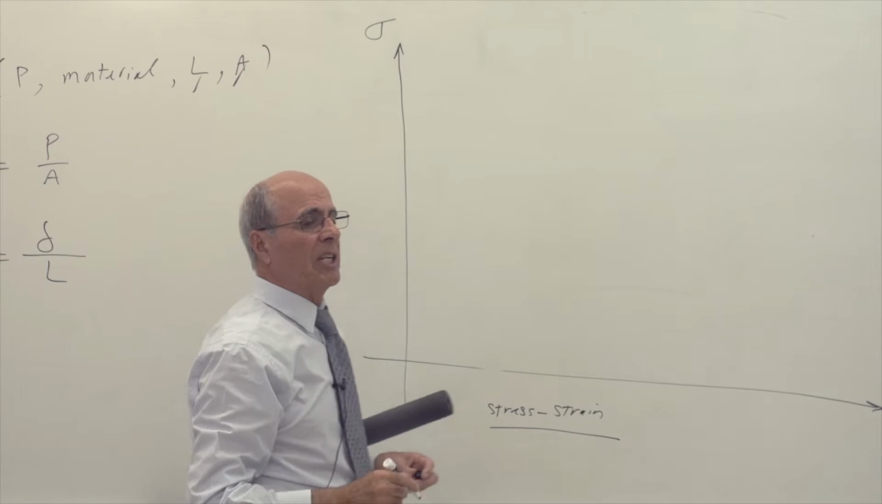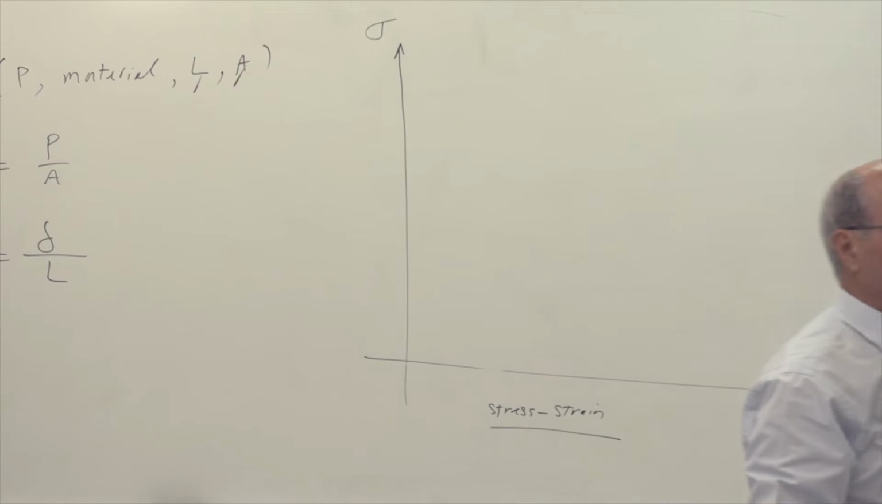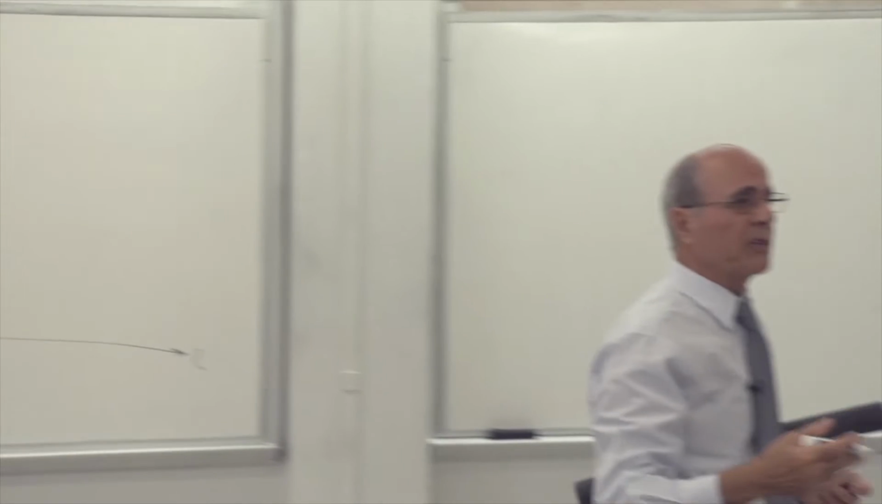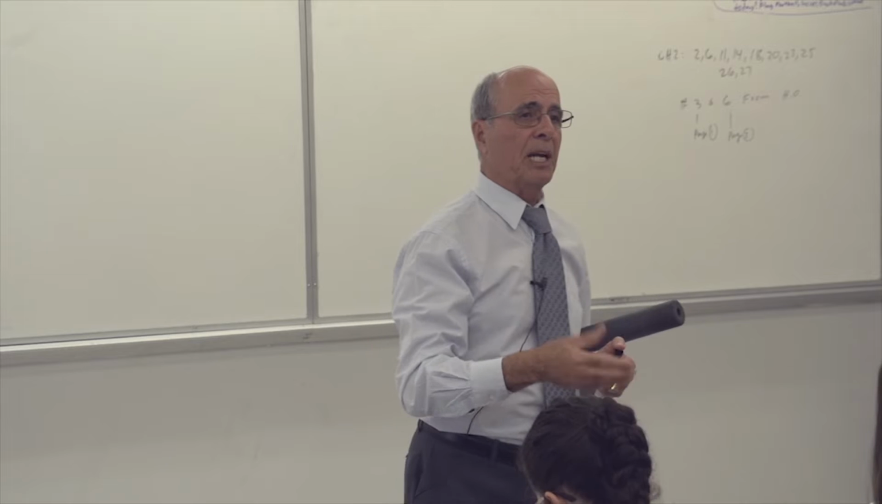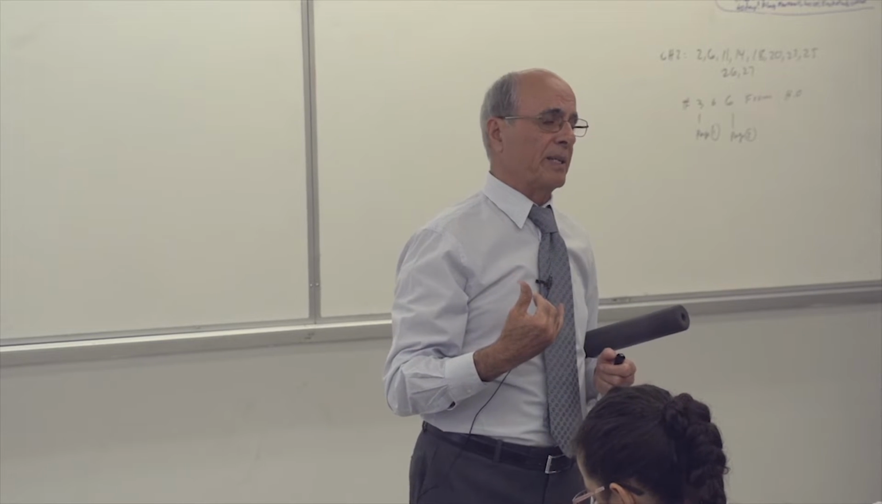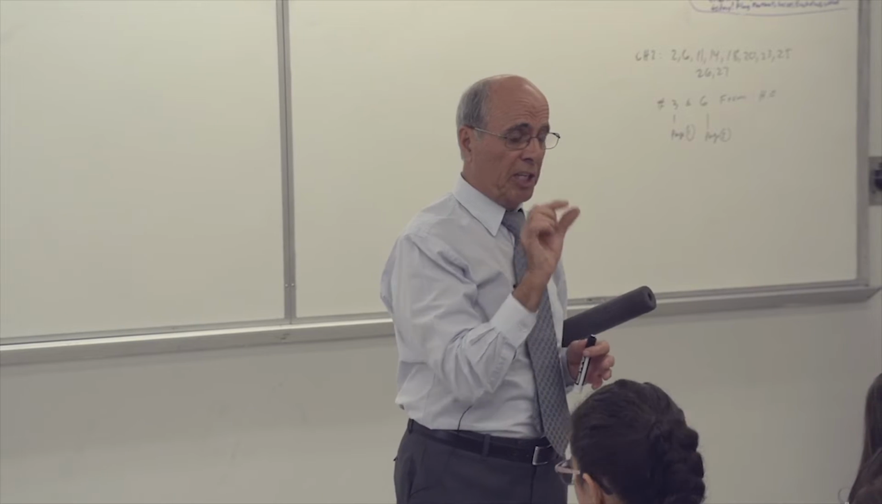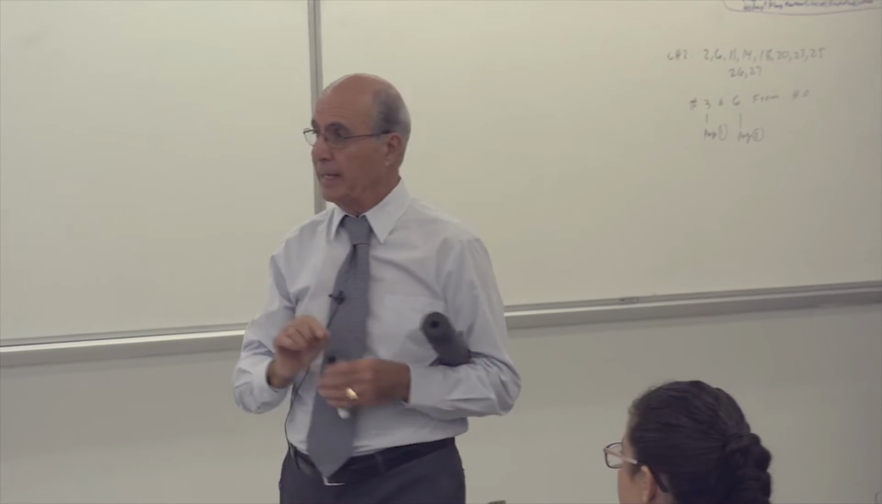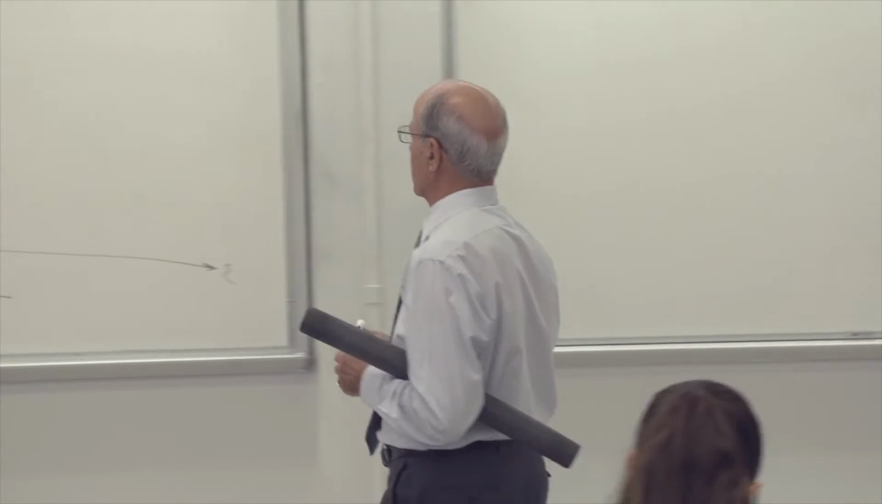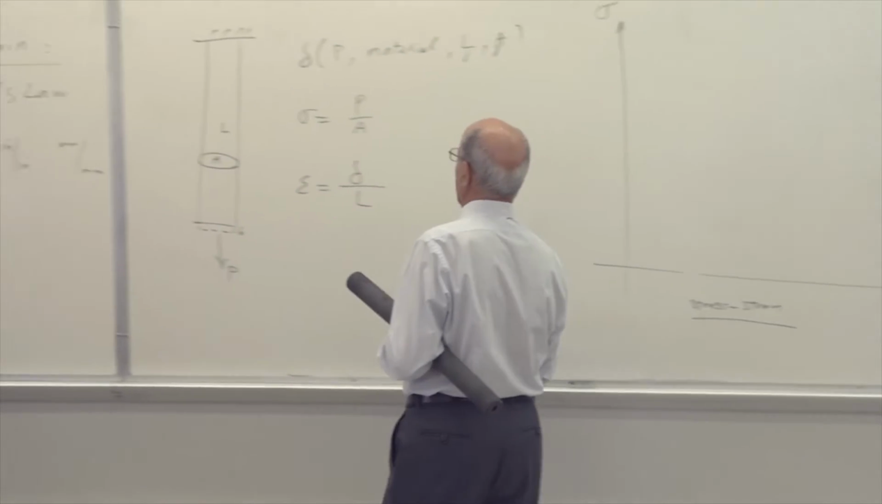This is the relationship between stress and strain, sigma versus epsilon. Sigma you already know from last week. Epsilon is the new material today's lecture, which is the amount of change per unit of length, not total length. Total length is delta.